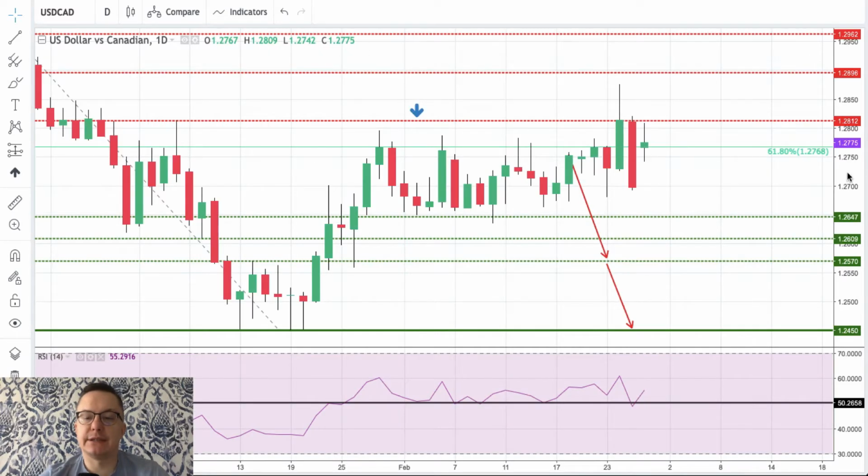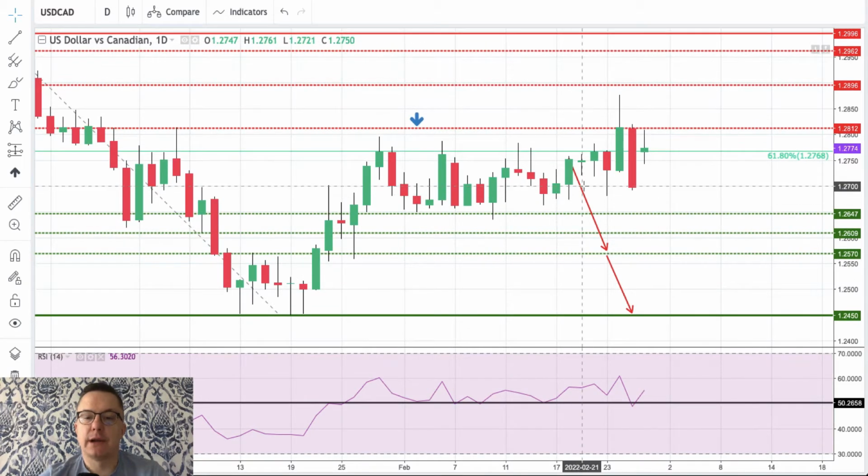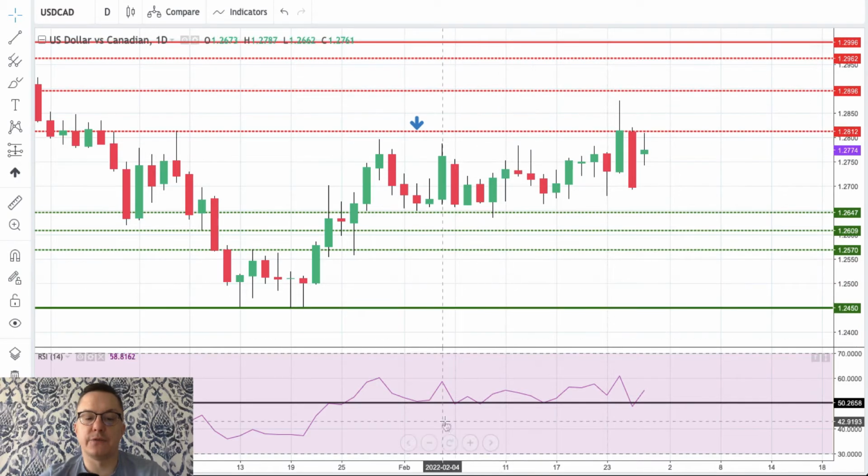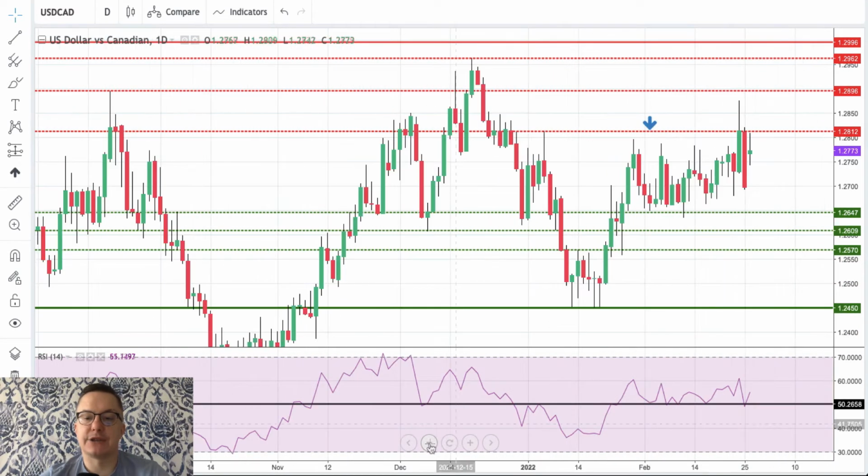US dollar to the Canadian dollar is going up. So our scenario, as you can see, this red arrow has not been completed, because this level, 61% of the Fibonacci retracement, 1.2768, has been attacked 5 times, and 6 times was broken and then reversed immediately. So pathetic price action from bulls.